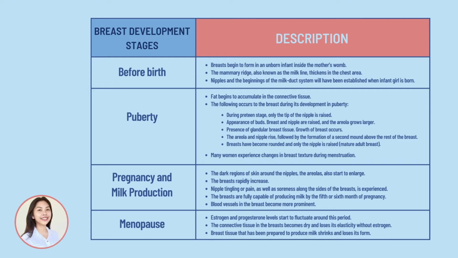Lastly, for menopause, estrogen and progesterone levels start to fluctuate around this period. The connective tissue in the breasts becomes dry and loses its elasticity without estrogen. Breast tissue that has been prepared to produce milk shrinks and loses its form. This causes the saggy breasts that are common among women of this age.